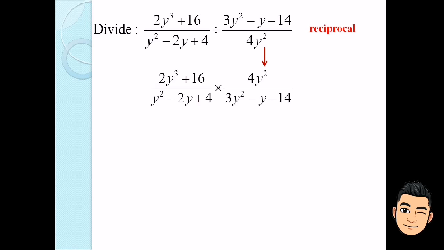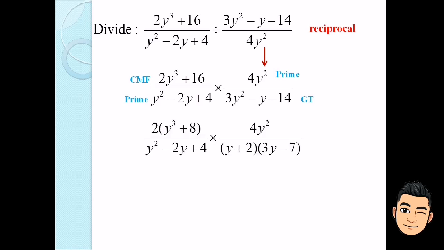Again, magde-decide tayo kung anong factoring method ang applicable. So, yung sa numerator ay CMF. Sa 2y cubed plus 16, CMF ang pwede nating magamit. How about the denominator, yung trinomial? So, that is prime. So, wala siyang factors. Hindi natin makukuha yung middle term ng tama. 4y squared is also prime. Yung denominator natin ay GT.